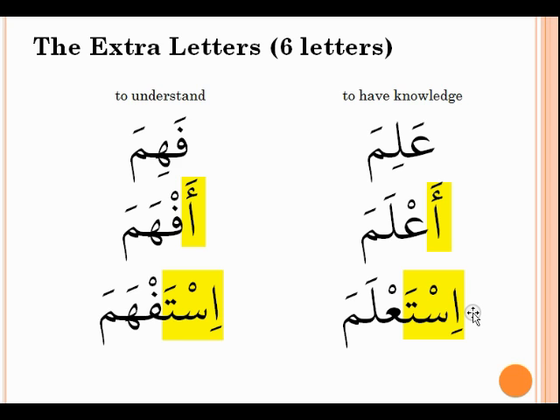And one other form is ista'lama. Now ista'lama, as soon as you see the alif sin at the beginning, it means to ask for or to seek something. So ista'lama means to seek knowledge or to ask for knowledge. The same thing for the root fahima. Remember the previous example was fahhama, carrying out the action for someone else, trying to explain something to someone else. Afhama is the same thing. Afhama is the same as fahhama. It means to try to explain something to someone else. And the last word, istafhama, means to ask for an explanation, to seek an explanation.